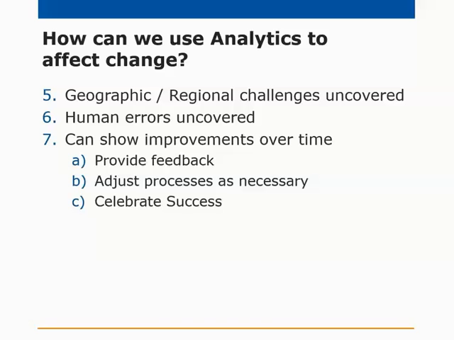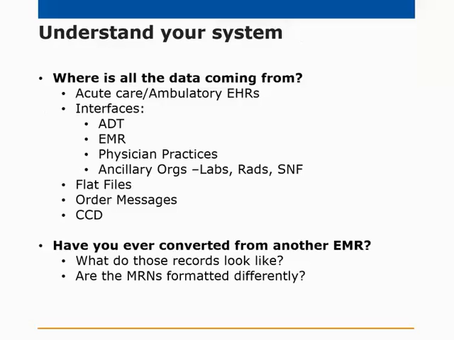And I talked about geographical, regional challenges, a large population of a particular ethnic group that can affect your scoring and your algorithm. Human errors is a good way to just know where your errors are happening. Are they from a certain source? Are they certain registrars? Are they certain types of issues? And then you can show improvements over time. So we talked about celebrating those successes as you are seeing those improvements. So a lot of good stuff can come out of the analytics that you can provide.